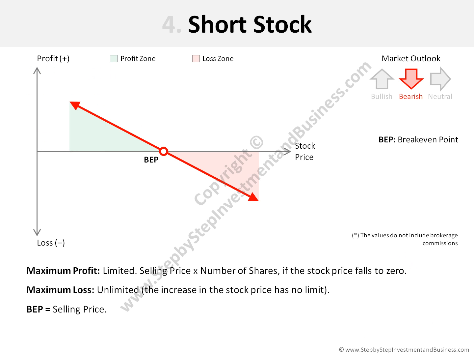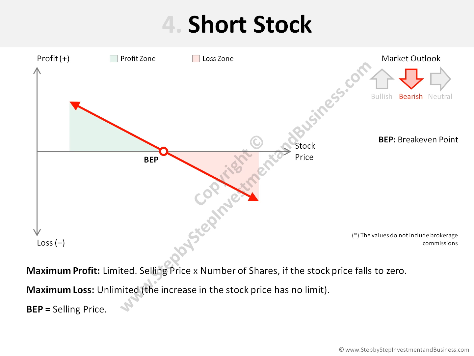Here we can see the risk graph of the position. What we are seeing is a graph with two axes. On the vertical axis, the profits and losses of the position are indicated, and on the horizontal axis, the stock price is indicated. It is important to mention that the values do not include brokerage commissions.